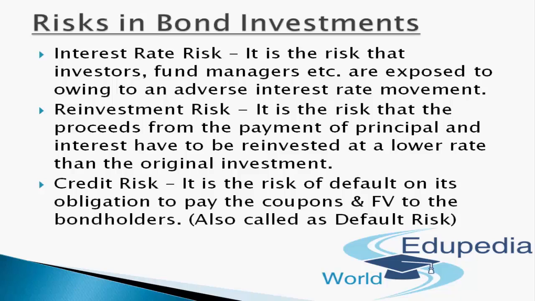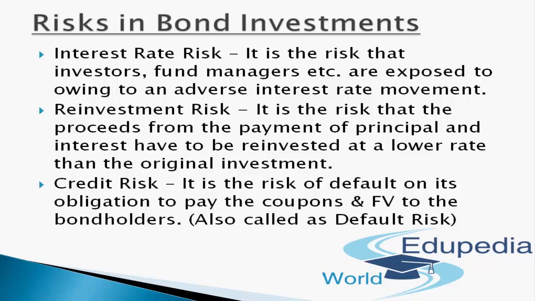So now let's move on to the third risk, and that is credit risk. It is also called default risk. It is the risk of default on the obligation of the issuer to pay the coupons and future value to the bondholders. It is actually defined as a possibility that a bond issuer will not be able to make the payment of interest or principal when they are due.